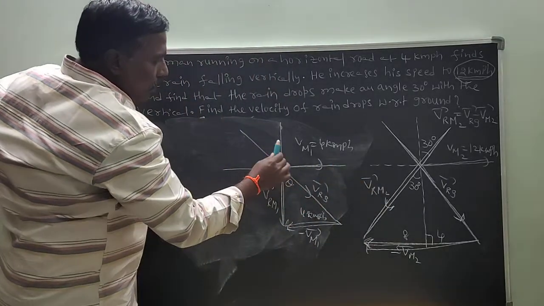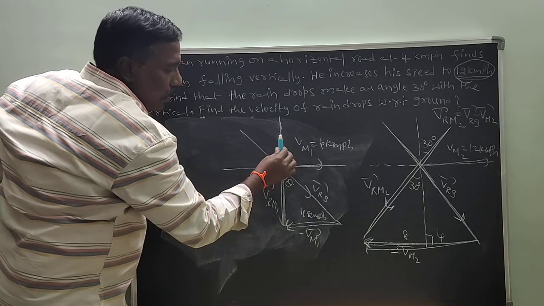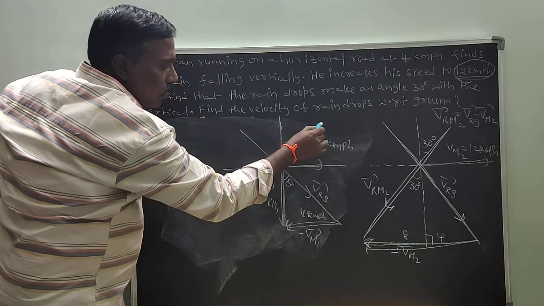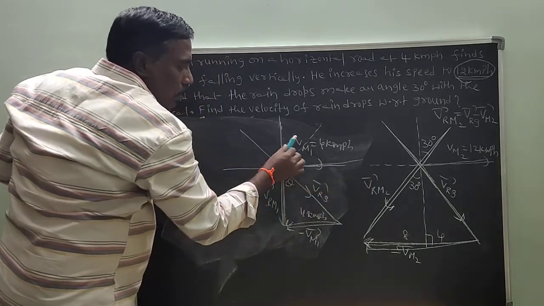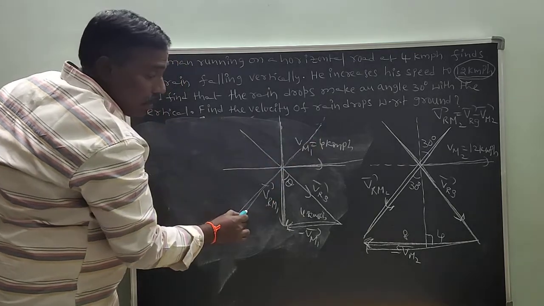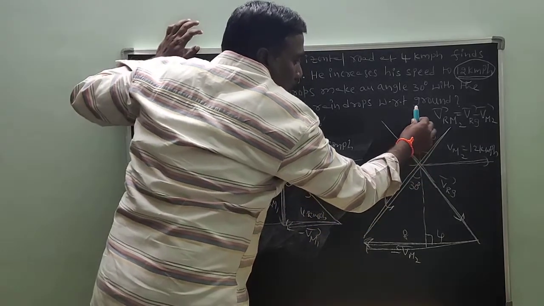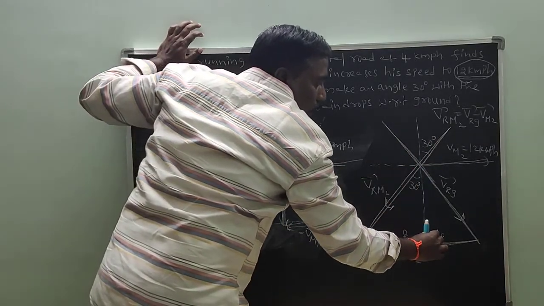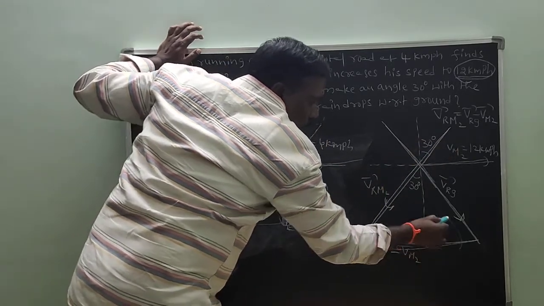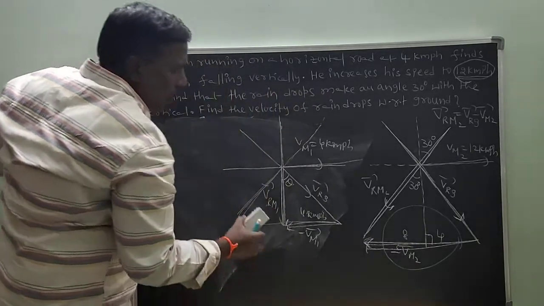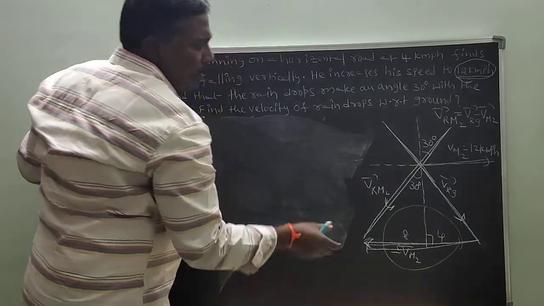The direction of this is the initial direction of rain with respect to man. It turns like this, in this direction, when the velocity of man increases. So initially velocity of rain with respect to man is vertically down. It turns in this direction because this length increases. How to find the velocity of rain with respect to ground?